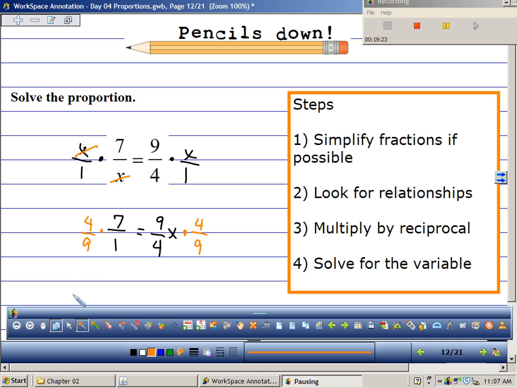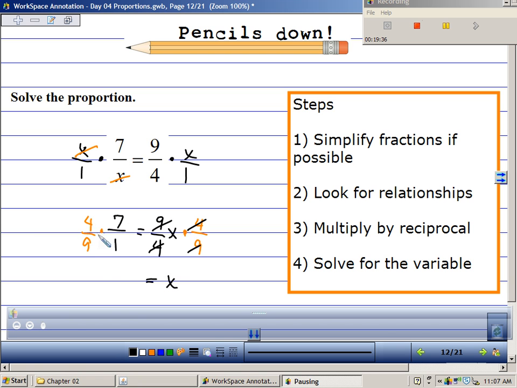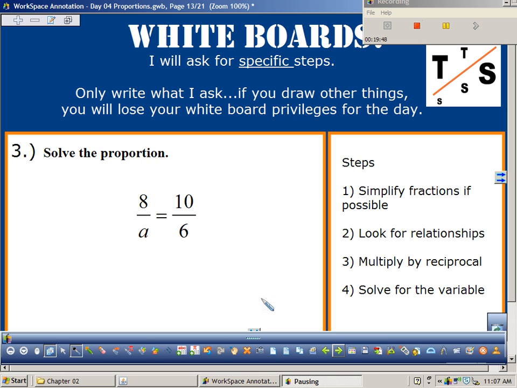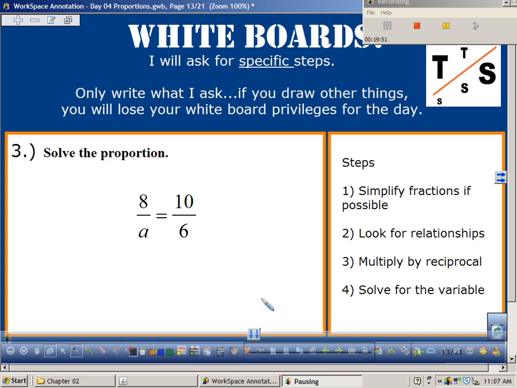My 9 cancels, my 4 cancels. All I'm left with is x on this side. 7 times 4 is 28 divided by 9. Questions? All right, why don't you guys try one on your own? Same process, right?